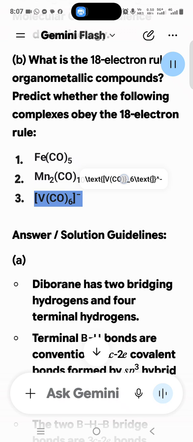Answer/solution guidelines. A. Octahedral field splits d orbitals into lower t2g and higher eg orbitals. High spin d6: t2g⁴ eg². Low spin d6: t2g⁶ eg⁰. B. Trans effect order: I⁻ > Cl⁻ > NH3 > H2O.